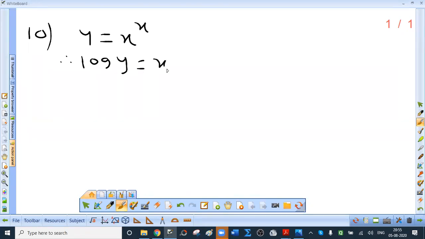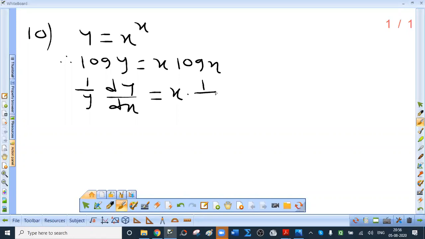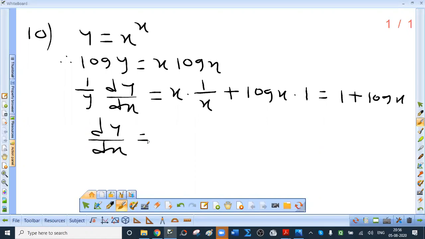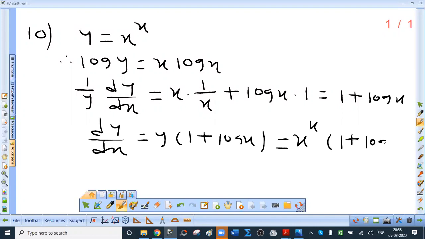Okay. But here we have to find that. So log y = x log x. Differentiate. So 1 upon y dy/dx. On the right hand side, product rule. First function x into derivative of log x, which is 1 upon x, plus second function log x into derivative of x, which is 1. So it is 1 plus log x. Okay. So what is dy/dx? It is y into, in bracket, 1 plus log x. But y is nothing but what? x raised to x. So x raised to x into 1 plus log x. I hope you understood this.